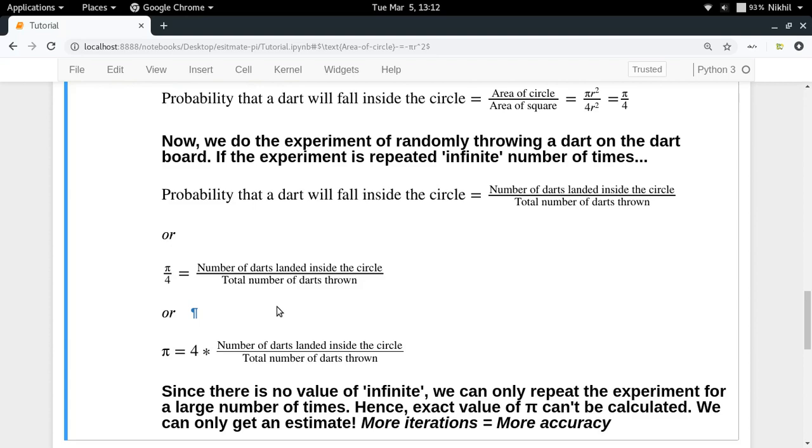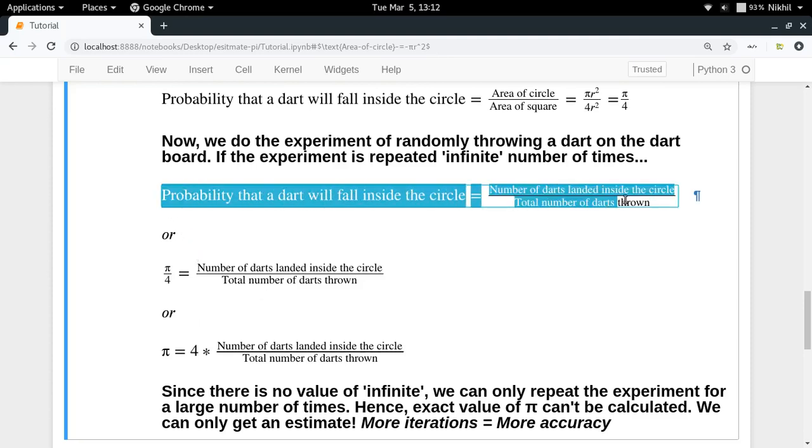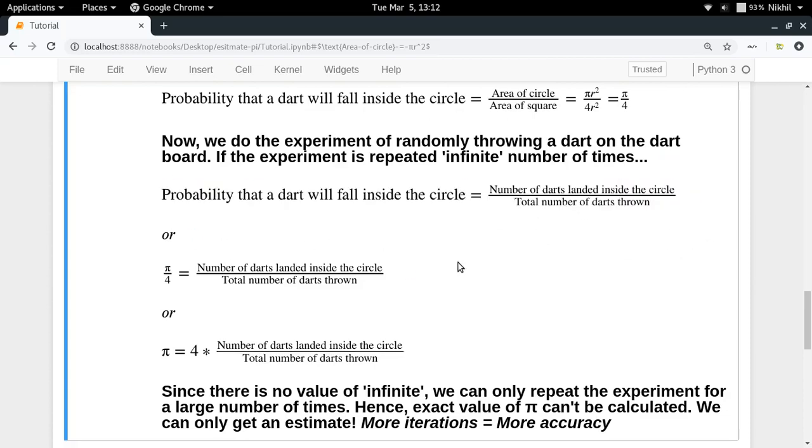So in this way we have created a kind of Monte Carlo experiment where we are repeating some experiment an infinite number of times so that we are able to achieve this formula, where we can say that the probability that the next dart I'm going to throw will fall inside the circle is the number of darts that I have already thrown inside the circle divided by the total number of darts that I have already thrown. But this is only valid if you have done it an infinite number of times.